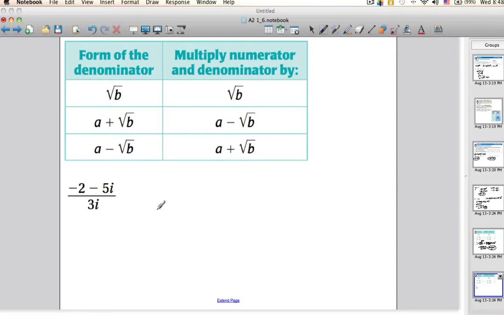To give you another example now, right, this is 3 times the square root of -1, basically, right? So I'm going to multiply by the square root of -1, which is i.